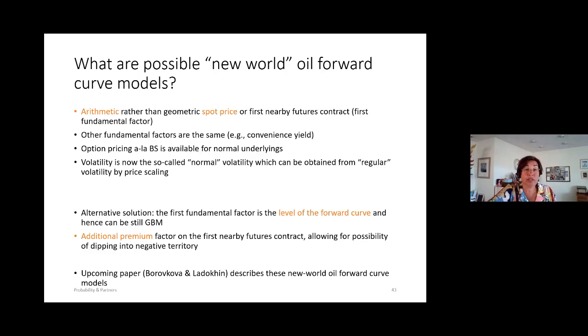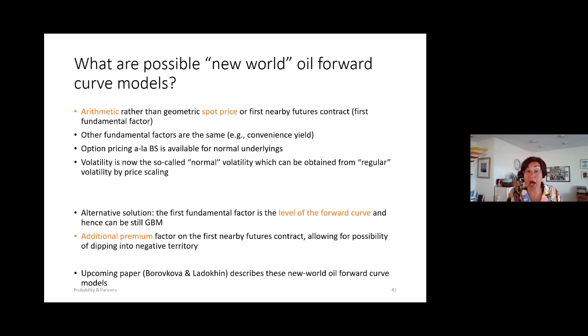One thing, of course, to do is to have an arithmetic, rather than geometric, spot price for the first fundamental factor. Always when we look at forward curve models for oil, we think in terms of fundamental factors, like what drives the evolution of the curve. And often this first fundamental factor is considered to be the spot price, a gauge of the level of the price of the oil market as a whole. That is usually modeled as, let's say, some geometric mean reversion or similar. So why not make it arithmetic? And that is what is done, for example, for electricity.